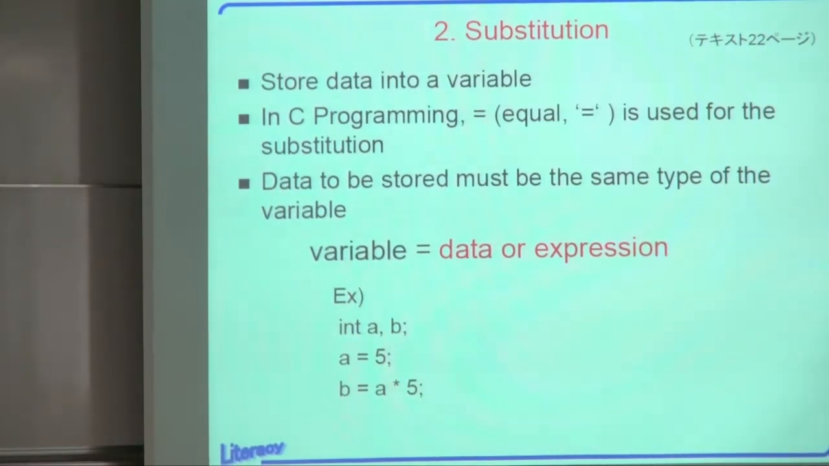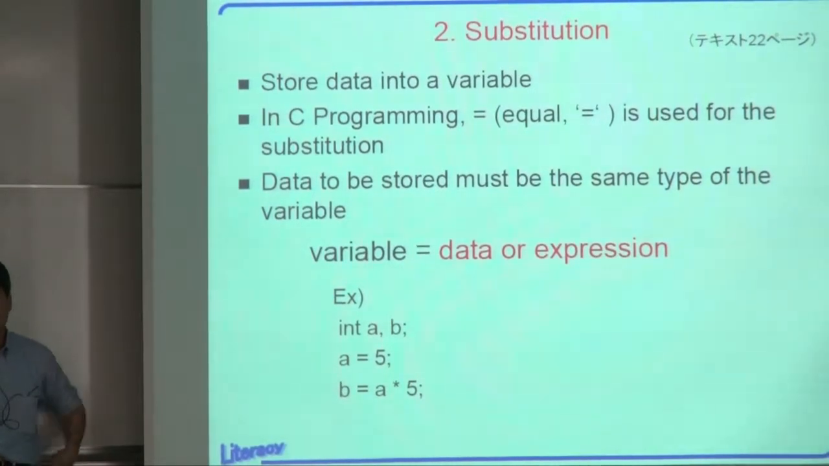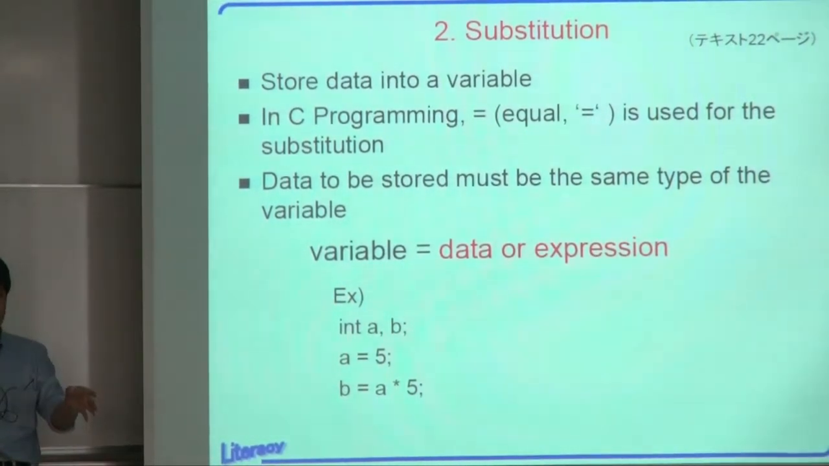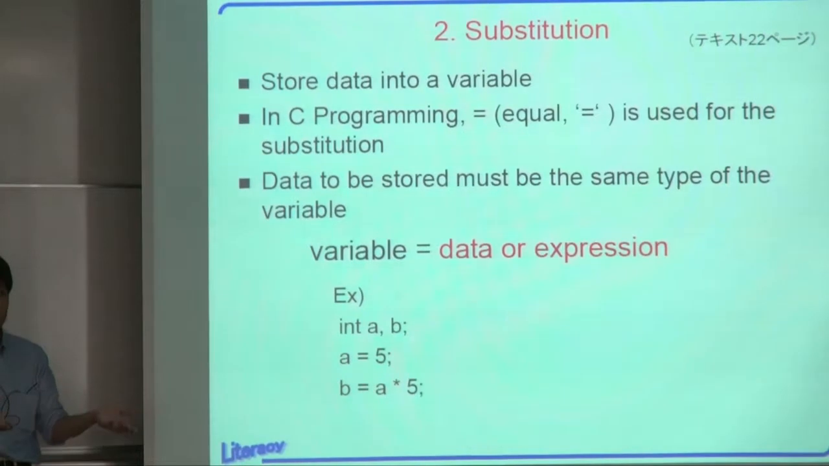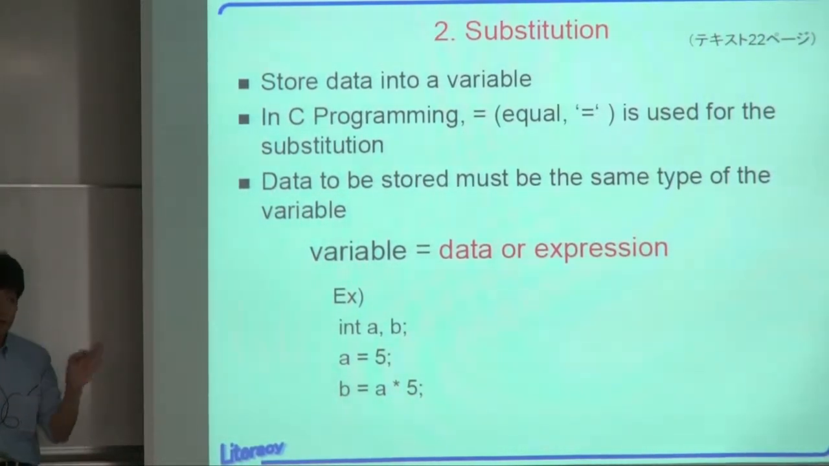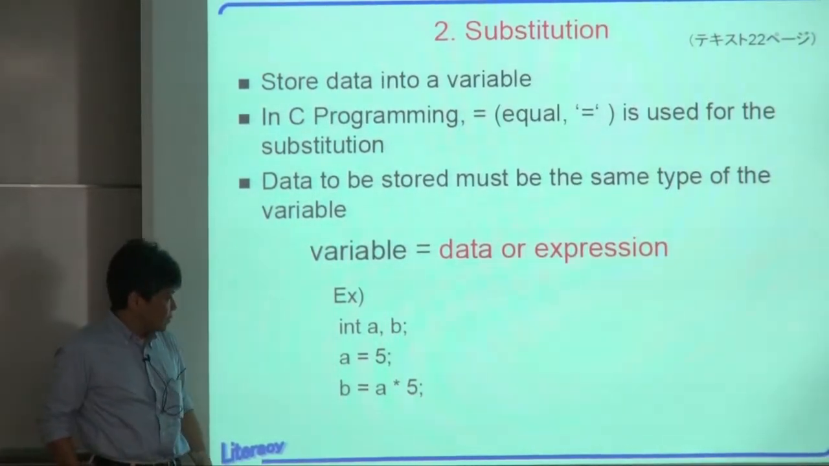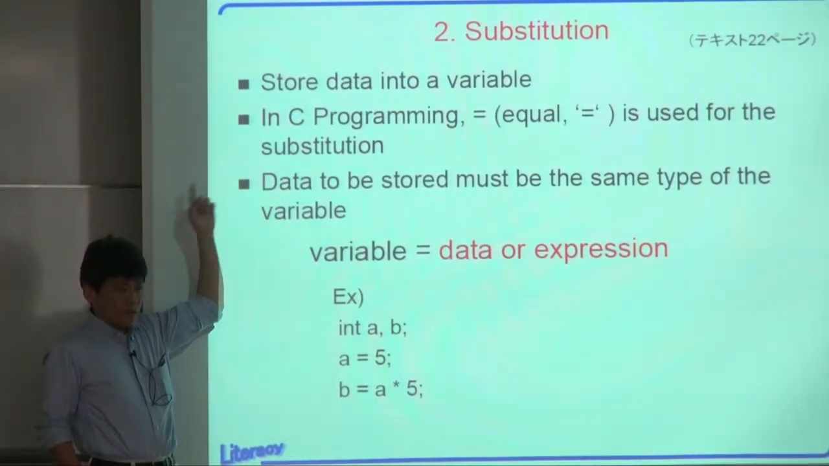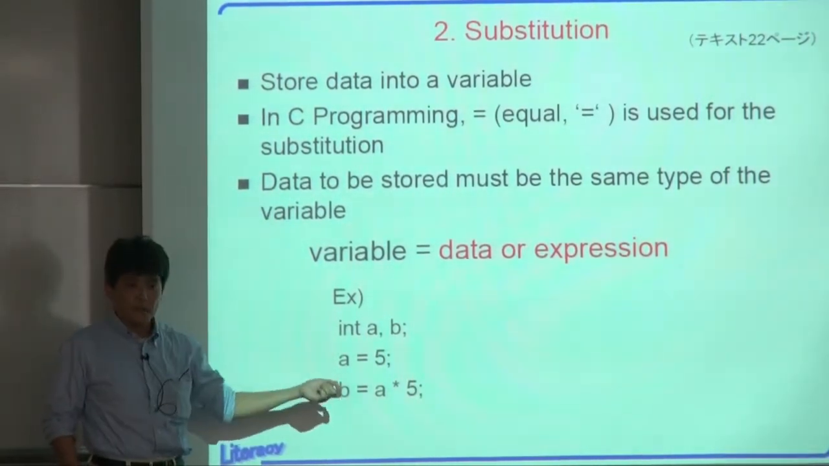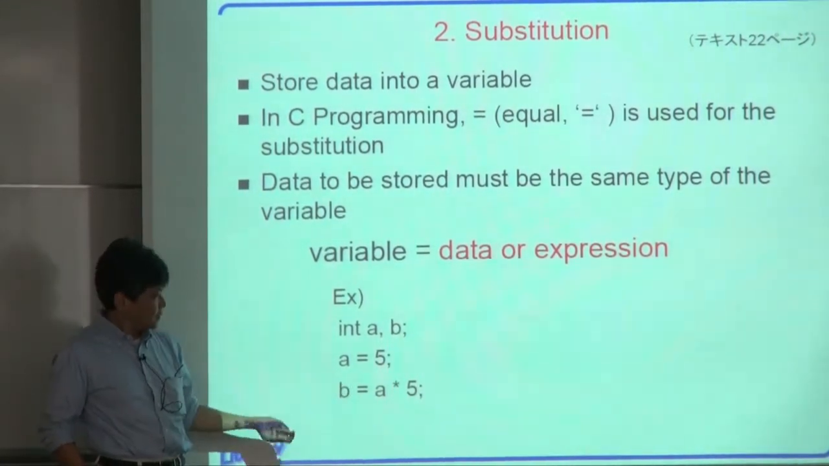So once you declare variables, initially the corresponding boxes located in the computer memory have nothing, usually a zero value stored. Using substitution operators, you have to store data into variables. Okay, like this.